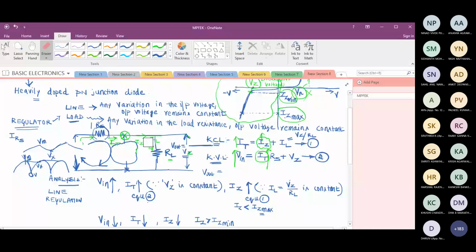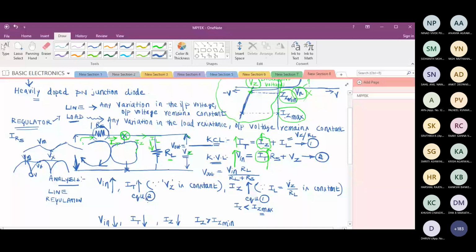I'll just write the equation. Whether it is right or wrong, you tell me. Vin into RL by RL plus RS. Sir, it will be V minus IT RS. What is IT? There is no Iz now. Is IT not equal to IL? Yes, sir. V minus IT RS. What is IT? What is the current flowing in this circuit?